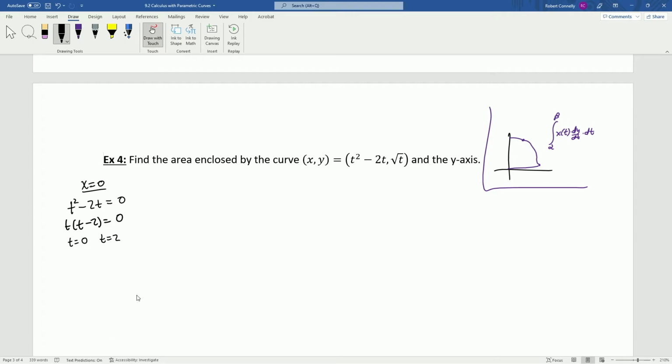Now, that tells us that when t is 0, x is 0. What else do we get? Well, we get y is 0. So let's plot that point. T equals 0. And when t is 2, x is 0, but also we get the square root of 2 for y. So for good measure, let's plot one more point and see what happens. Let's plot t equals 1. So we get 1 minus 2, that's negative 1. When t equals 1, we get negative 1, 1. So that puts us over here.